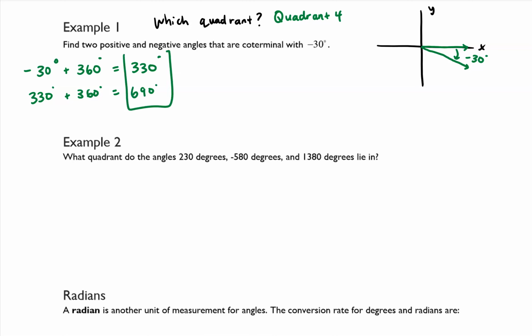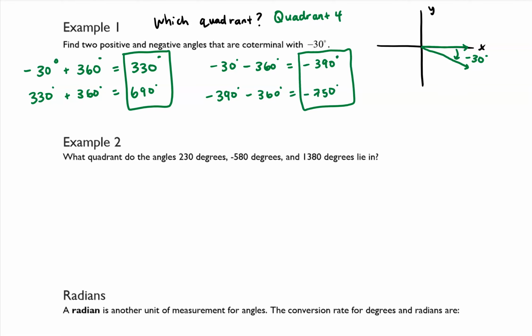So here are the two positive coterminal angles with negative 30. And we can also subtract off 360 degrees, which would give us negative 390 degrees. And then I can subtract off another 360 degrees from that, and that would give me negative 750 degrees. So here are the two negative coterminal angles for negative 30 degrees.